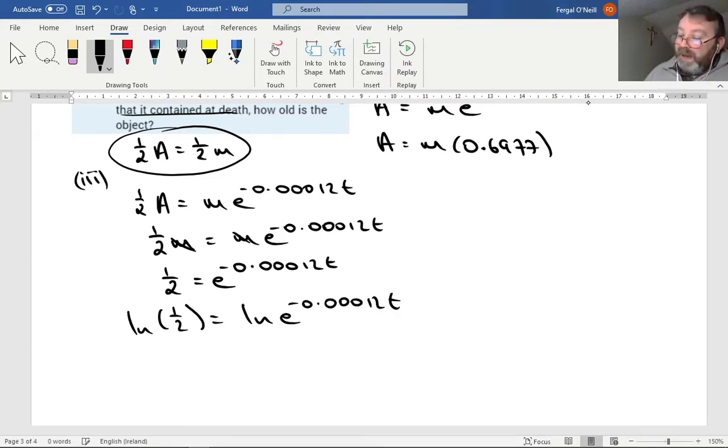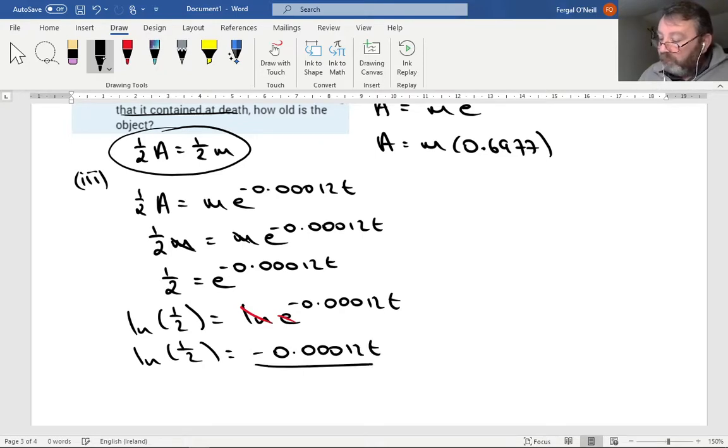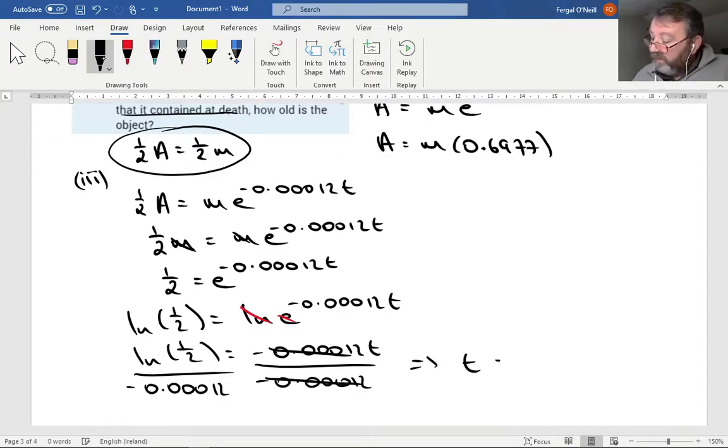And again, as we said already, when the natural log and the exponent work together, they're inverse functions of one another, so they will cancel one another, and I'm left with the natural log of a half being equal to minus 0.00012 T. So I'm going to divide both sides by minus 0.00012, and let's see what happens. That cancels with that, and that leaves you with T is equal to.